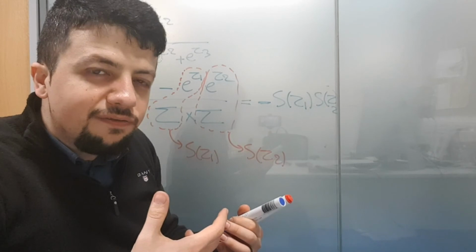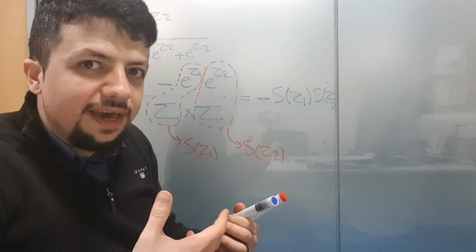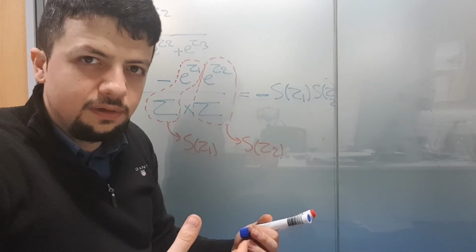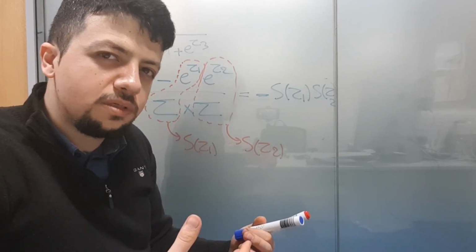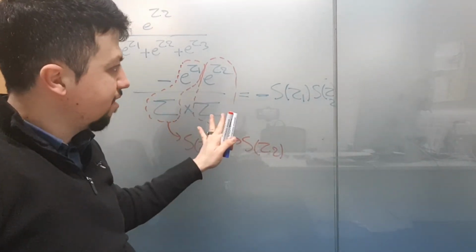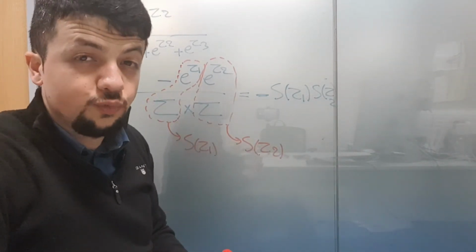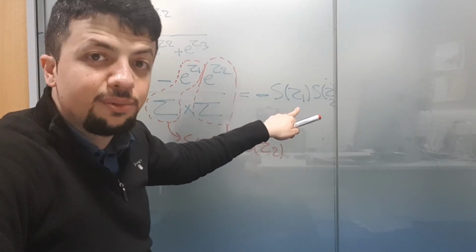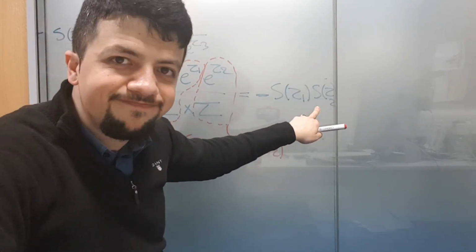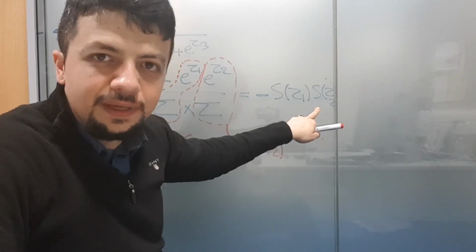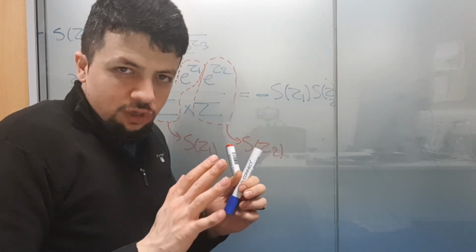Now, what would happen if I take the partial derivative of s of z3 with respect to z1? Can you guess what happens? It's exactly the same as this step, except in that case, the result would be minus s of z1 multiplied by s of z3. That's the only difference.